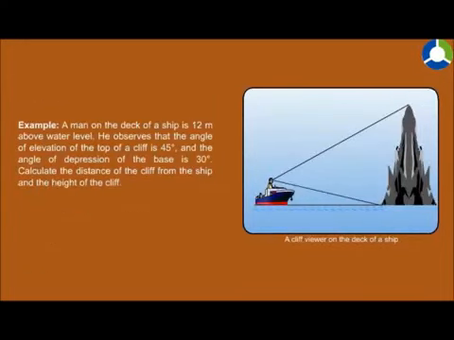Example: a man on the deck of a ship is 12 meters above water level. He observes that the angle of elevation of the top of a cliff is 45 degrees and the angle of depression of the base is 30 degrees. Calculate the distance of the cliff from the ship and the height of the cliff.